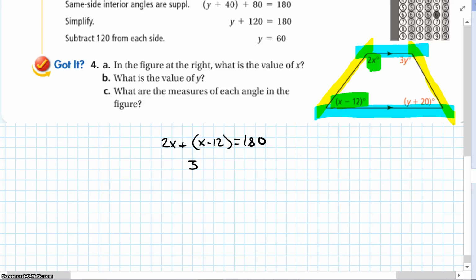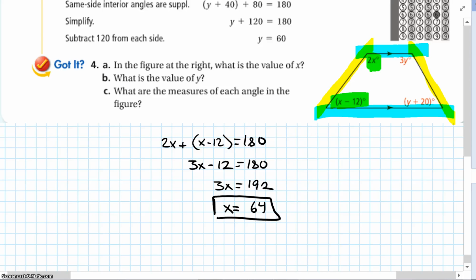Sum like terms, so I'm going to get 3x minus 12 equals 180. Add 12 to each side, so I'm going to get 3x equals 192. Divide everything by 3, and I get x equals 64. Okay, so part A was the value of x, so there's my answer to A. B is the value of y.